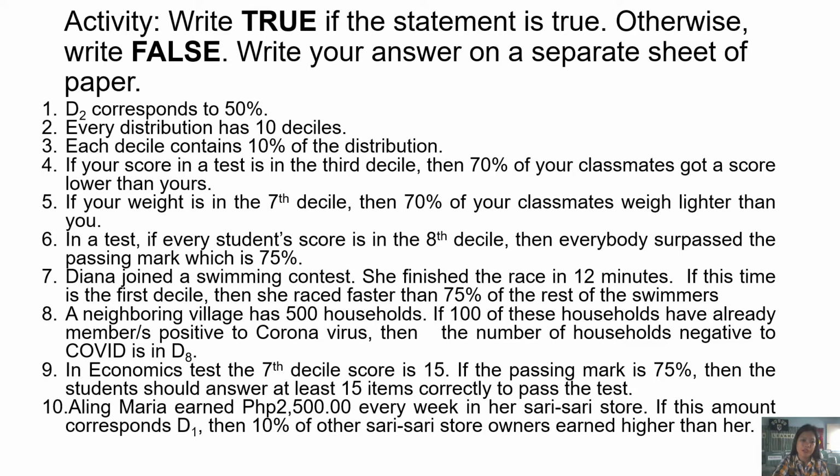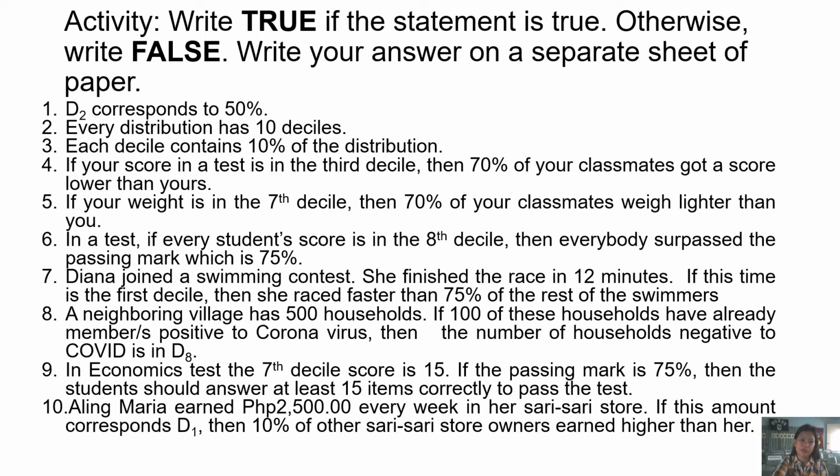Number 2, every distribution has 10 deciles. Is it true or false? Number 3, each decile contains 10% of the distribution. Is it true or false? Number 4, if your score in a test is in the third decile, then 70% of your classmates got a score lower than yours. Is it true or false?